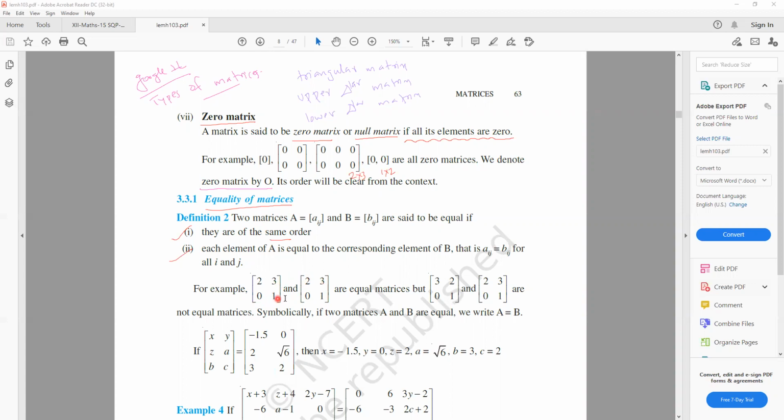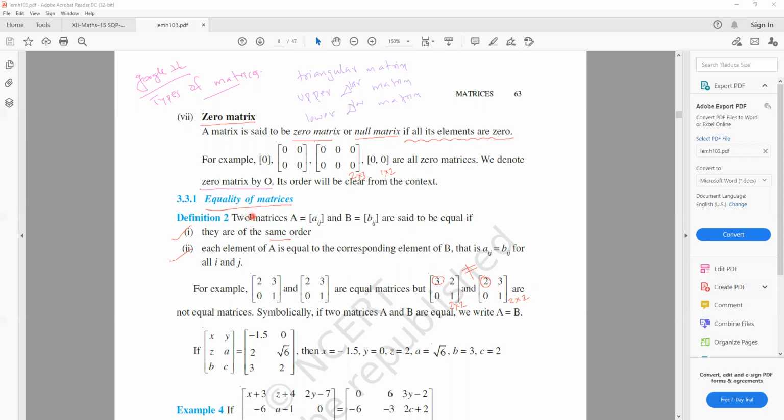सो जितना भी जो करस्पॉन्डिंग एलिमेंट्स वो equal होना चाहिए. बट इधर देखो, इधर A11 is 3 but A11 is 2 here, so they are not equal. Even though that order is same, this is of 2 by 2, this is of 2 by 2, but the corresponding elements are not equal. Either 2 equal, either 0, either 0, either 1, either 1, that's okay, but all the corresponding elements should be equal. Each element of the first matrix is equal to the corresponding element of the second matrix. Okay, so that is when two matrices are equal.